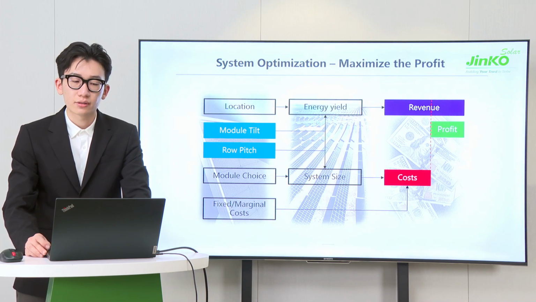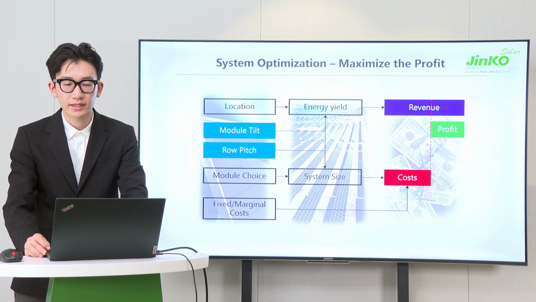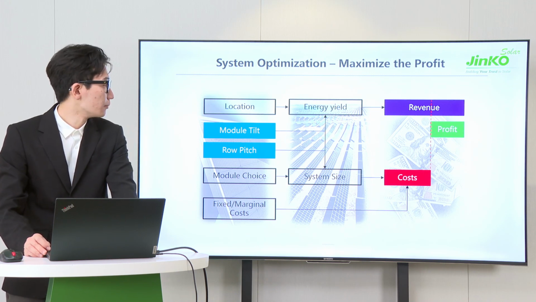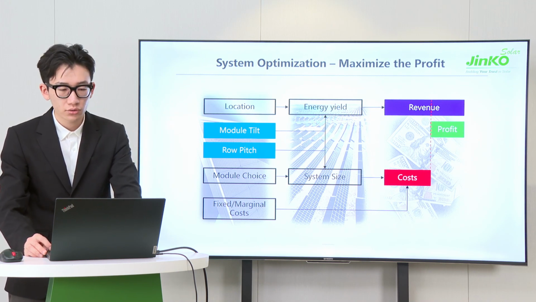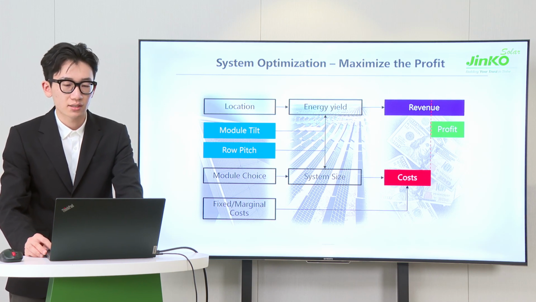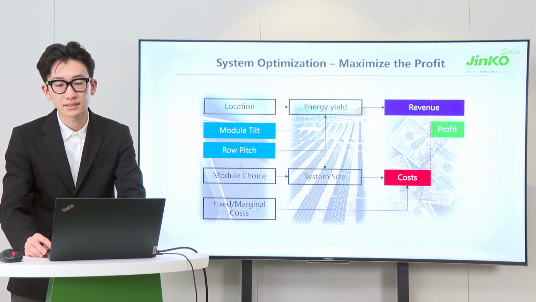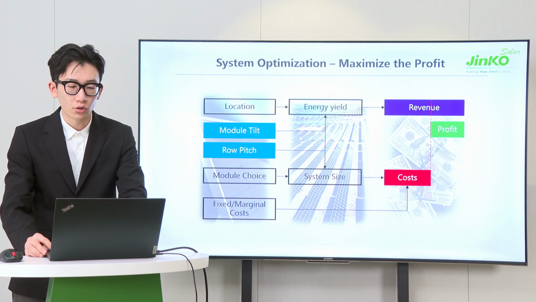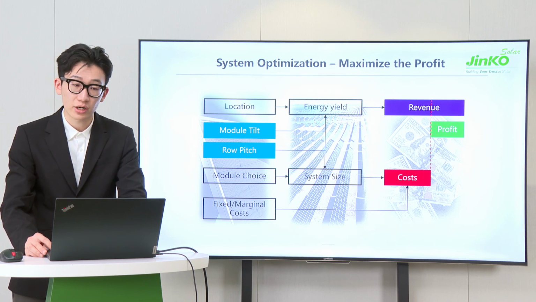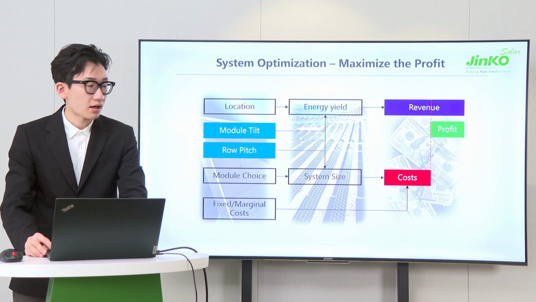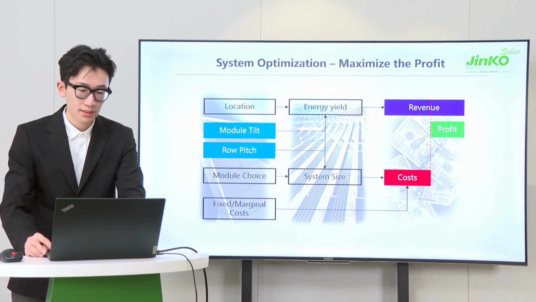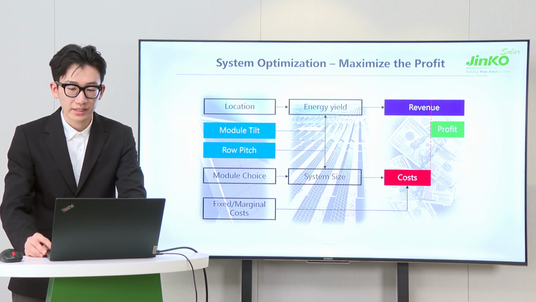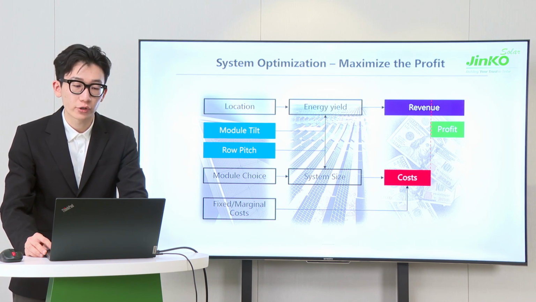Certainly, in an actual project, we also need to comprehensively consider site location, module price, row pitch, module themselves, fixed cost, which means the costs that do not vary with the size, and marginal cost, the ones that scale with the module quantity, including the modules themselves, the wires, transformers, and brackets. Then, these allow us to calculate the system cost and the revenue. And as a result, we can help our client bring more profit.